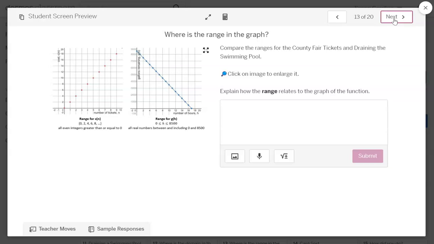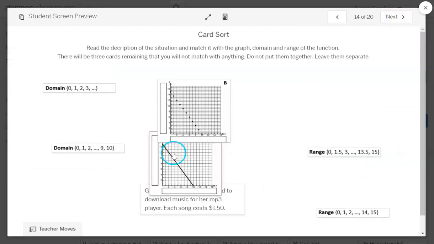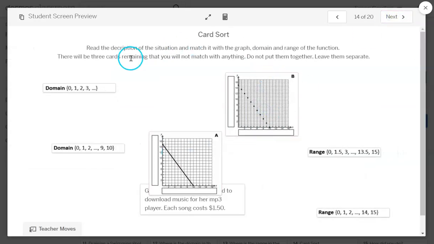And then the range. Domain and range, go back to the same two scenarios and describe the range. What is it? Where is it in the graph? What does it represent? Why would you only choose these numbers for range and not the numbers in between? And so on. And then this one, they are not going to use all the cards. You might want to point that out.